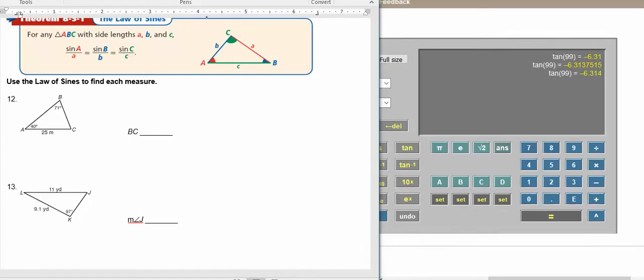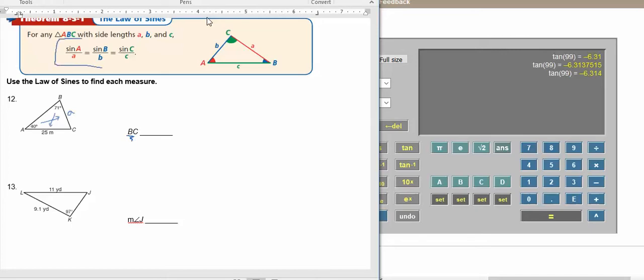All right, so I want to use the law of sines to find what they're asking me to find. They're asking me to find side BC, which is right here. I'm going to call that side A. The reason I'm calling it side A with a little a is because it's opposite the capital letter A for the angle. So you are also given the measure of angle A, that's good. We're given the measure of angle B, and we're given the side opposite angle B is 25.